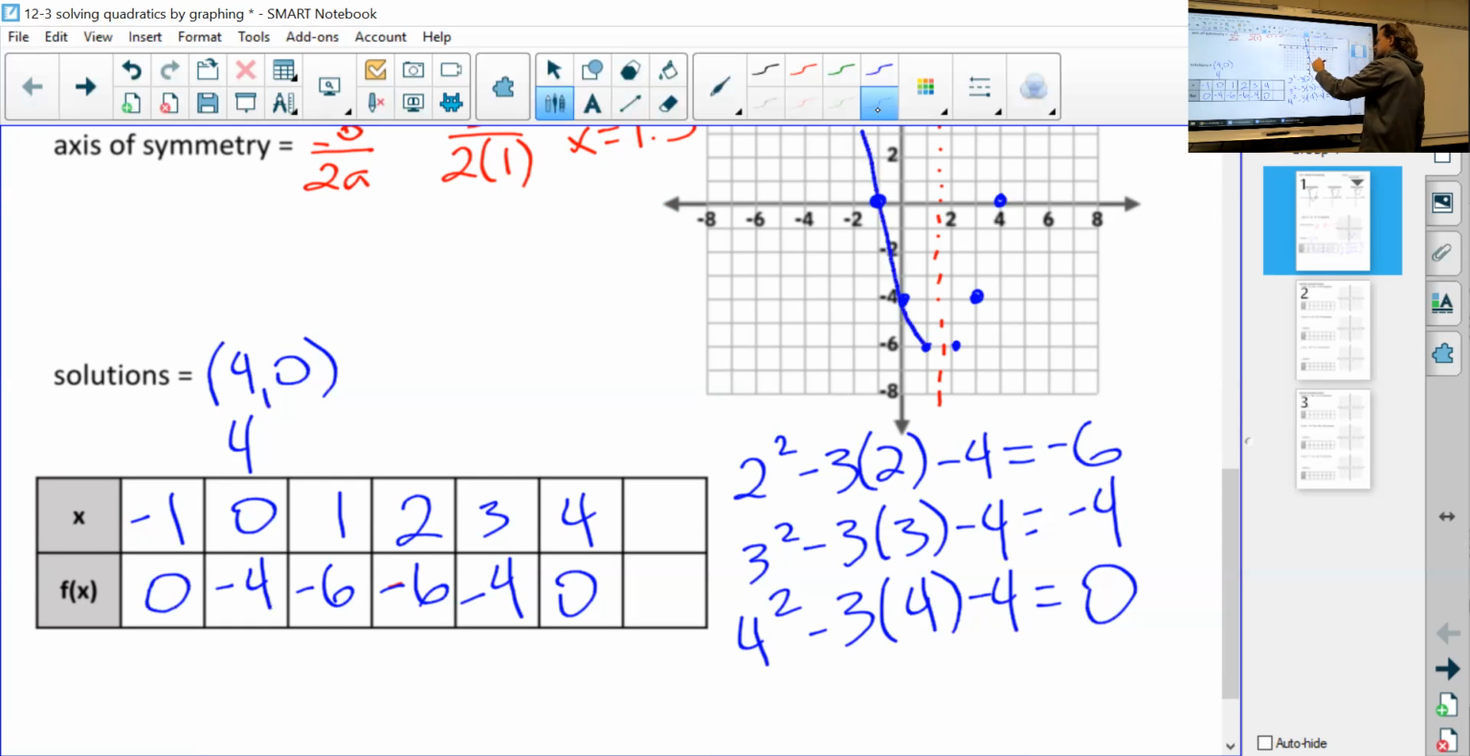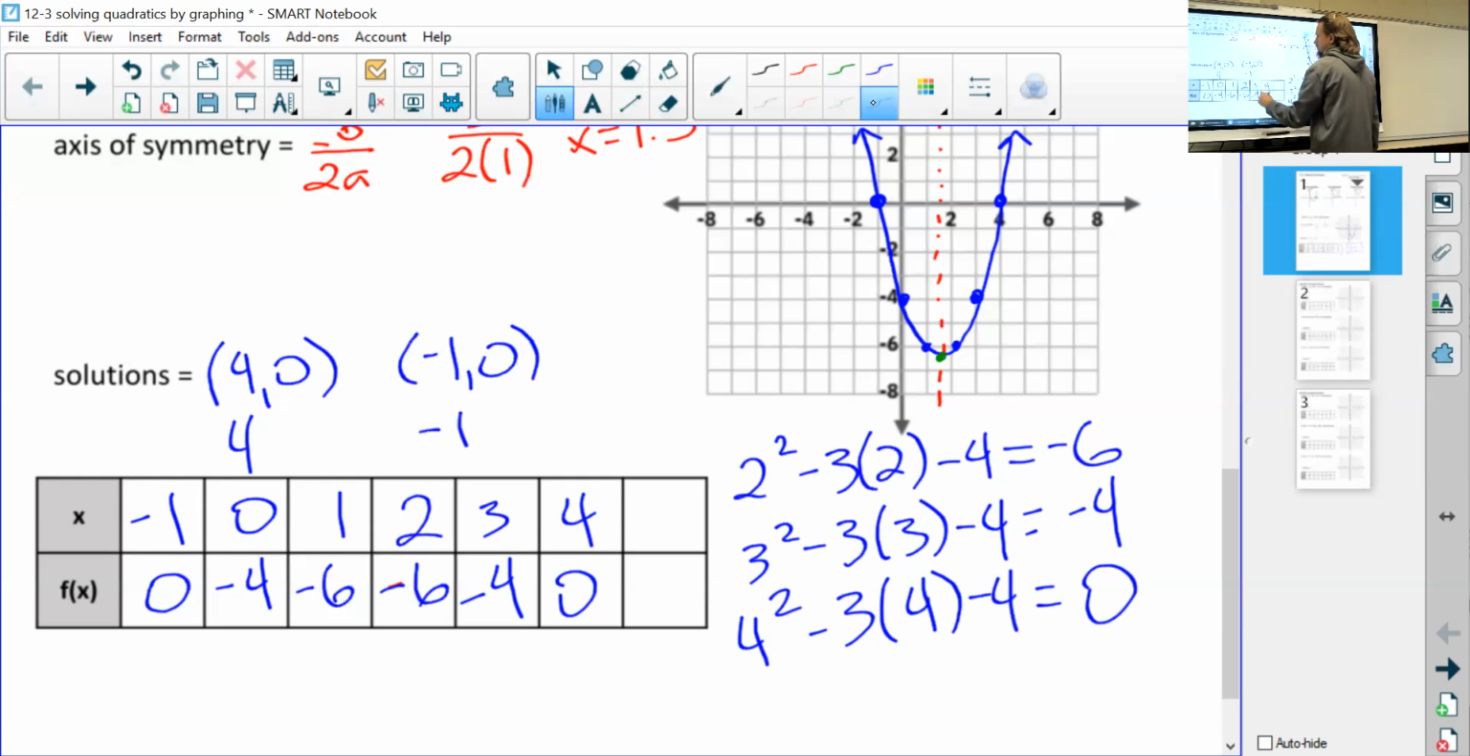If I can draw nicely, yeah, look at that. It's a pretty good looking parabola. Okay, so even though we didn't set out to find the vertex, I actually found the vertex somehow. It's -6.25, which doesn't help us at all. So our other solution to fill in, because I sort of forgot that, is -1, 0, or just -1.